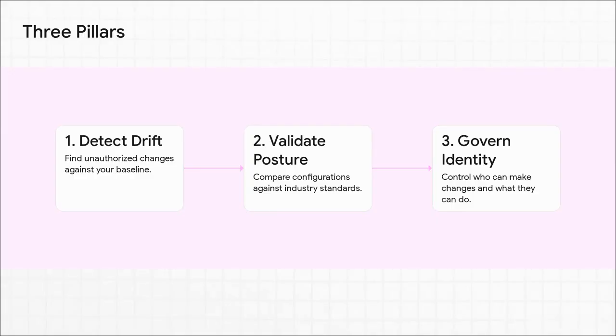First, detect. This is your motion sensor. It has to alert you the instant a change happens that deviates from your plan. Second, validate. This is like your regular inspection, where you take your master blueprint and you walk the perimeter, making sure every single wall, door, and window is exactly where it's supposed to be. And third, govern identity. This is your master key system, making sure that only the right people or automated systems have the keys to make specific changes in the first place.